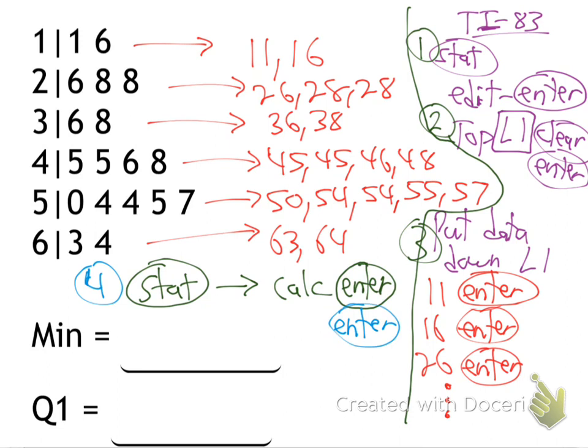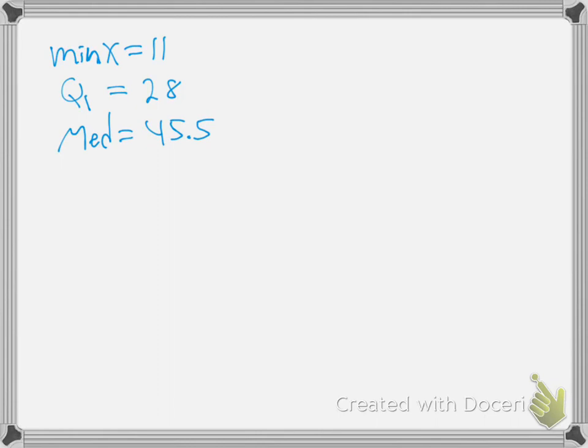Numbers. And here's what I'm getting. It wants you to go down a little bit. You got to push the down arrow. And I'm getting min X, I think they call it, 11, and Q1, 28, median, 45.5, 54.